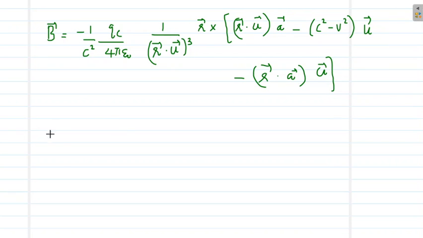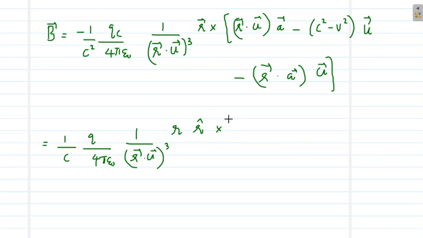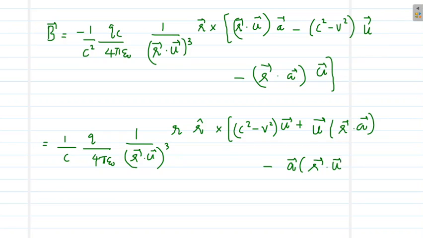Now let us take this negative sign to the inside of the bracket. So this is simply 1 by c into q divided by 4 pi epsilon 0 into 1 by r bar dot u bar the whole cube into r bar, which will be r cap, cross c square minus v square into u bar, this term with the negative sign removed, plus r bar dot a bar into u bar minus, or let me write it like, u bar dot u bar into r bar dot a bar minus a bar into r bar dot u bar.